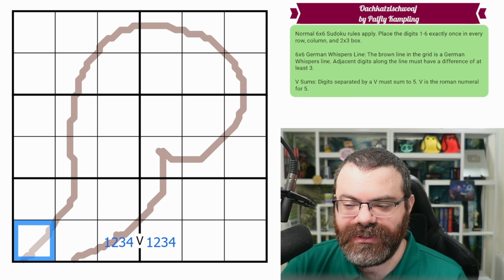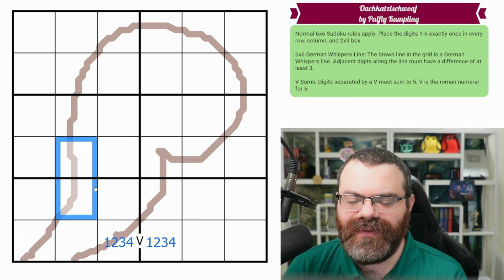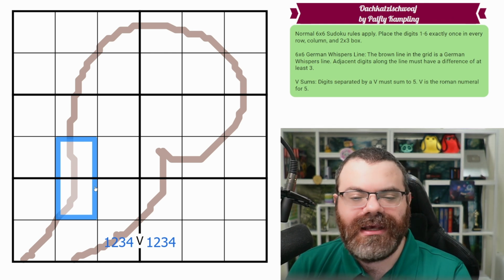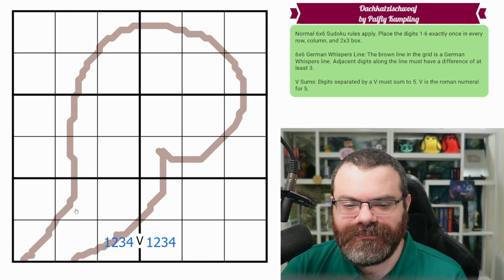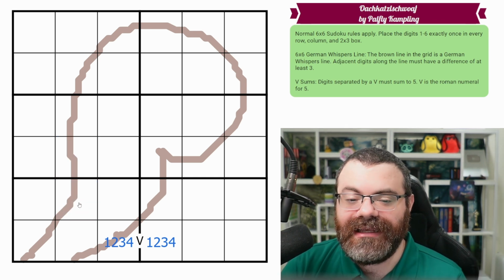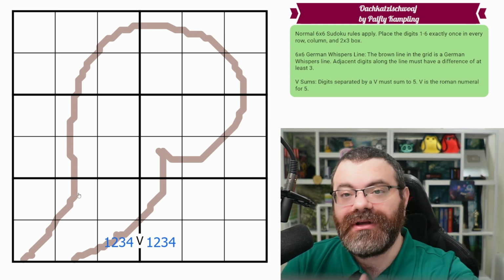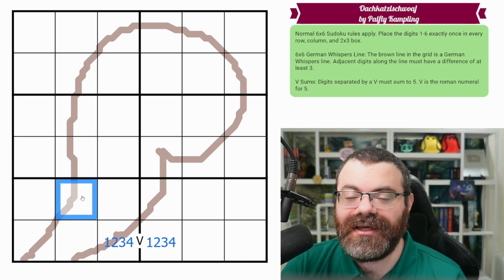So what I'm going to do is I'm going to color these because there's a property of German whispers that is preserved across all grid sizes. So it's true in 9x9, it's true in 6x6. And that's why the difference is different between those two. But anyway, what it is that it always swaps between low digits and high digits. Now, what constitutes a low digit, what constitutes a high digit is going to change based on grid size. But in 6x6, a low is going to be 1, 2, 3, and a high is going to be 4, 5, 6.